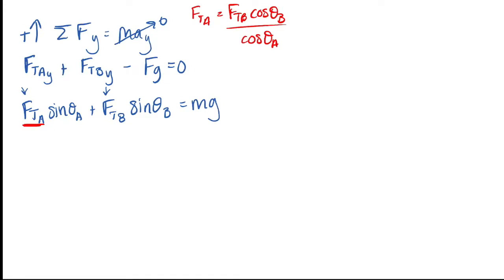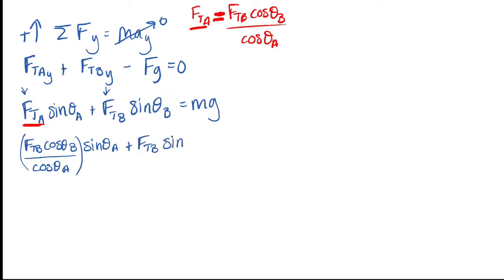So I'm substituting this in for force of tension in A, because this equal sign means these two things are equal. So in place of force of tension in A, I'm going to write force of tension in B times cosine of the angle at B divided by cosine of the angle at A, and then I multiply by sine of the angle at A. Oh boy. And then we add force of tension in B times sine of theta B equals mg. That's just rewriting it. Doesn't that look like a fun equation to solve?